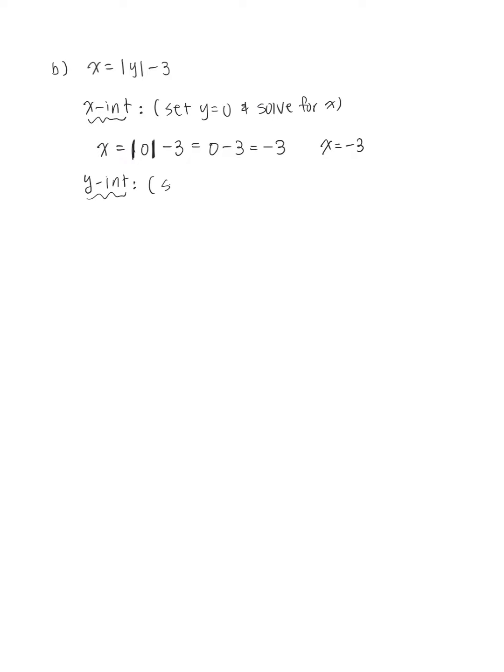And then for our y-intercept, you're going to have to set x equals 0 and solve for y. So in this case, we're going to get 0 equals absolute value of y minus 3. Now adding 3 to both sides, we're going to get absolute value of y is going to be positive 3. Now, if you've done the prep work for this section, you should run into the definition of the absolute value. So please note this.